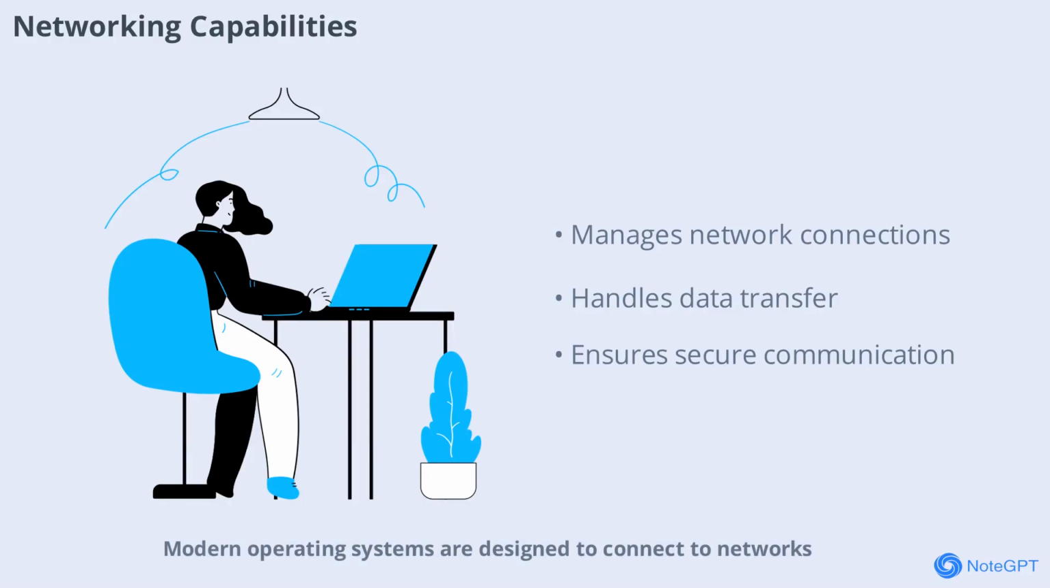Modern operating systems are designed to connect to networks, allowing you to access the internet, share files, and communicate with other devices. The OS manages network connections, handles data transfer, and ensures secure communication. Whether you're connecting to Wi-Fi at home or a corporate network at work, the OS makes networking simple and reliable.